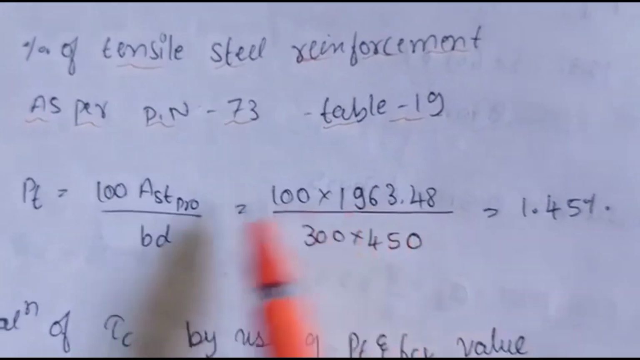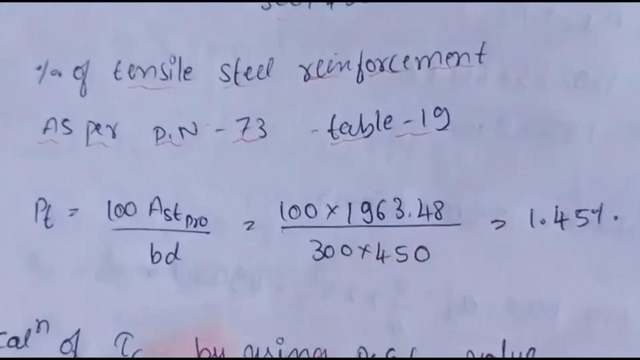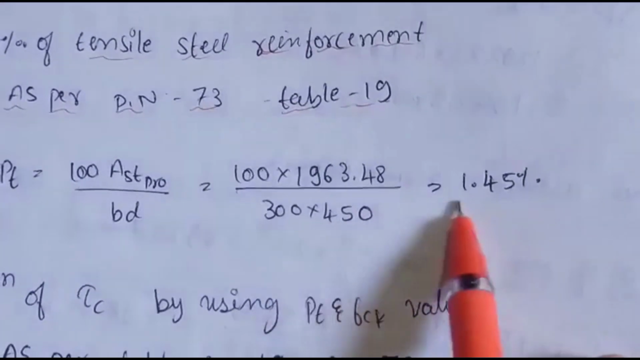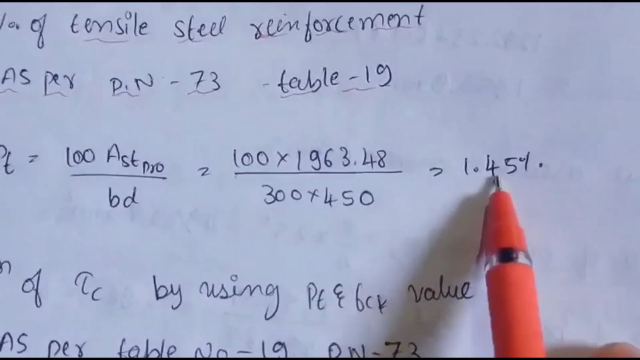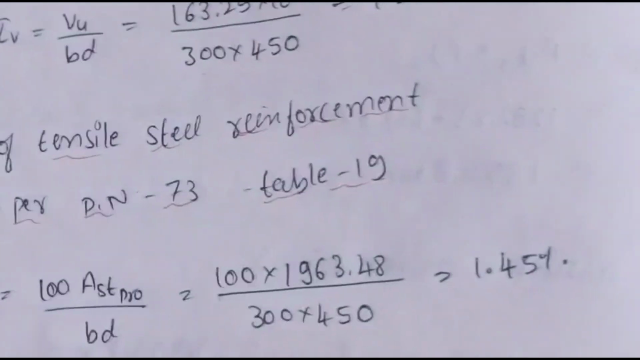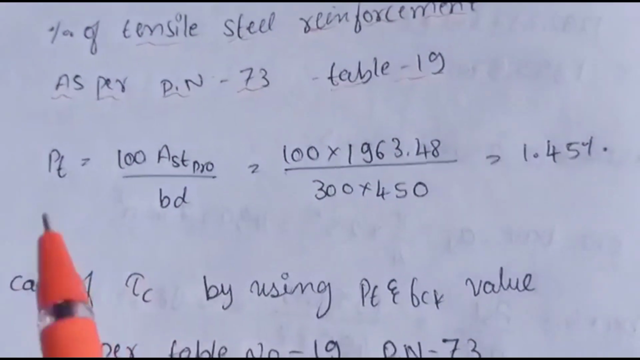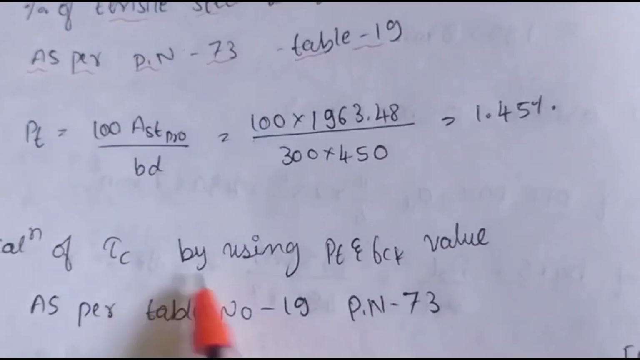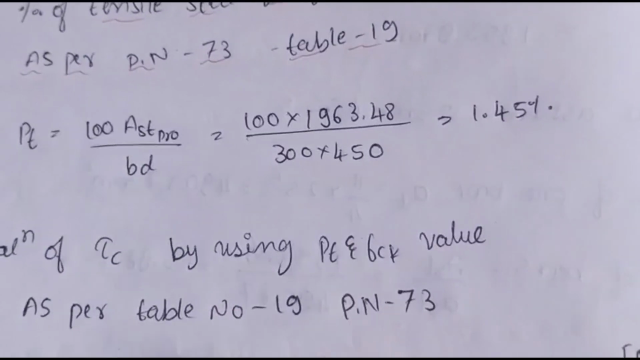For Ast provided, we need to provide the area of tension steel reinforcement here. After simplifying, we'll get our PT value is equal to 1.45%. So our PT value is 1.45%. So this is how we calculate the PT. After this we'll go for the calculation of tau c. By using the value of PT and fck value, we'll calculate the tau c value.